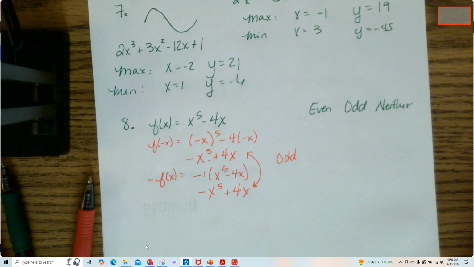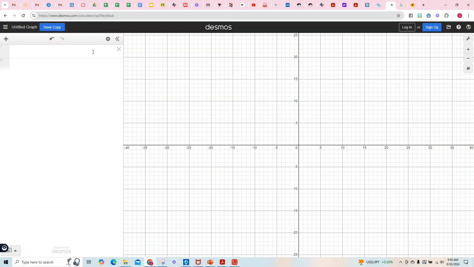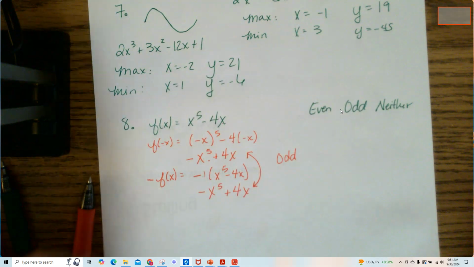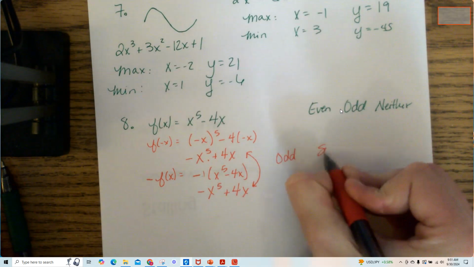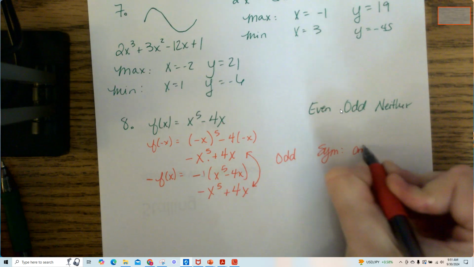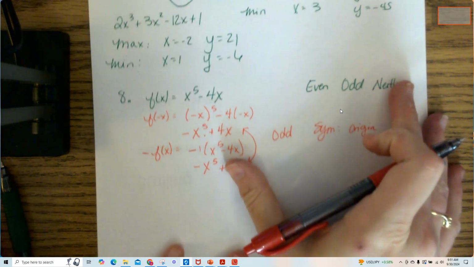So symmetric should be to the origin. Again, Desmos, x to the 5th minus 4x, kind of get a visual. Think about turning this whole function once, twice. And so it's symmetric to the origin. Does anybody have a different one there?